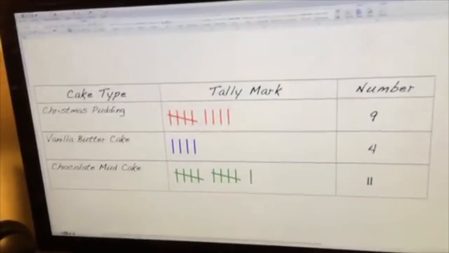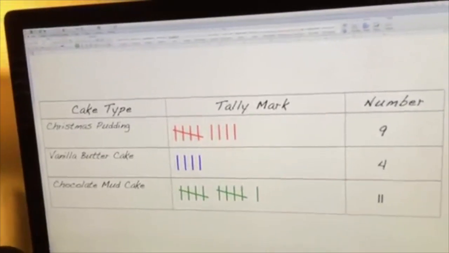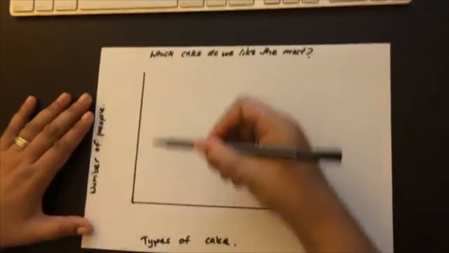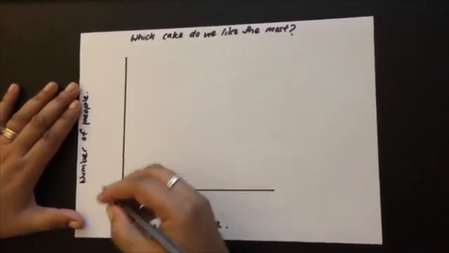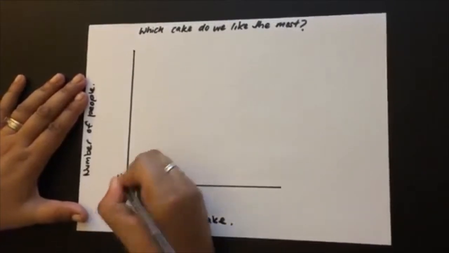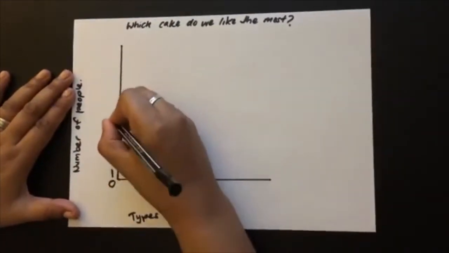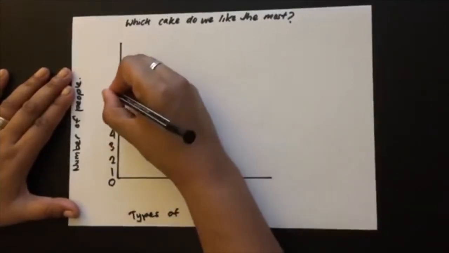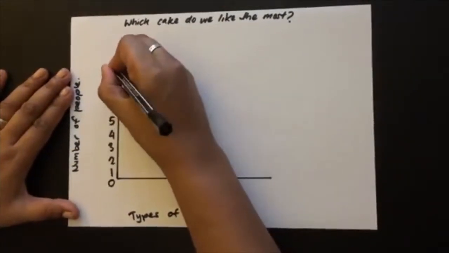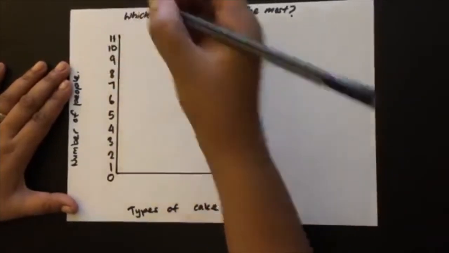Okay, now if we have a look at our tally mark sheet, so mine is on the computer, we need to look for the biggest number. So the biggest number is 11. This would mean the top number would be 11. So I would start from 0 in the corner and then 1, 2, 3, 4, 5, 6, 7, 8, 9, 10, and 11 on the top.